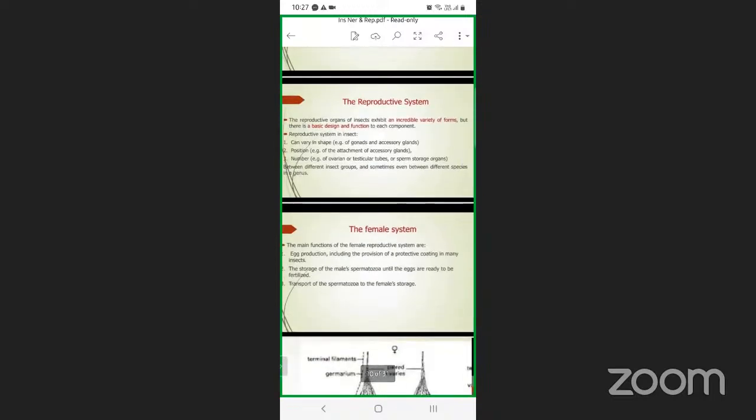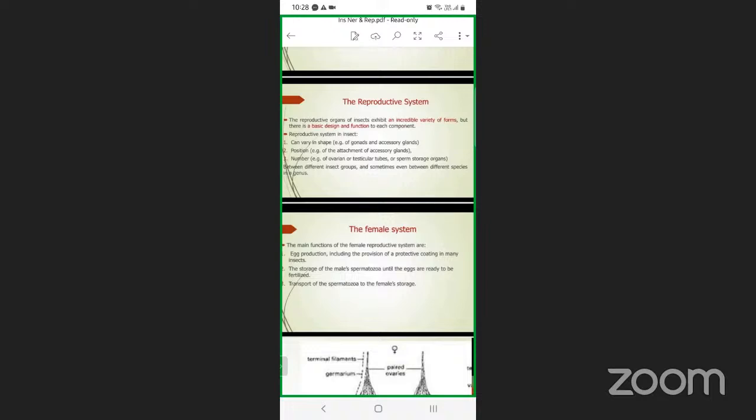Coming to the reproductive system, the main purpose of the male reproductive system is to produce, store, and deliver the sperms, spermatozoa, and to produce the seminal fluid, which nourishes the sperms and provides an appropriate environment for them, and to induce the female for the oviposition.